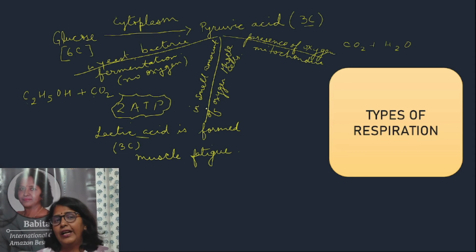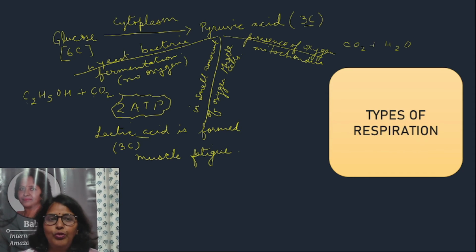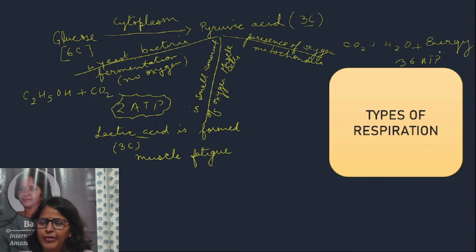I had told you that less amount of energy is produced in anaerobic respiration. In this case, we have CO2 plus H2O plus energy produced, and that is 36 ATP. So a large amount of energy is produced in aerobic respiration, which takes place in presence of oxygen and in mitochondria.